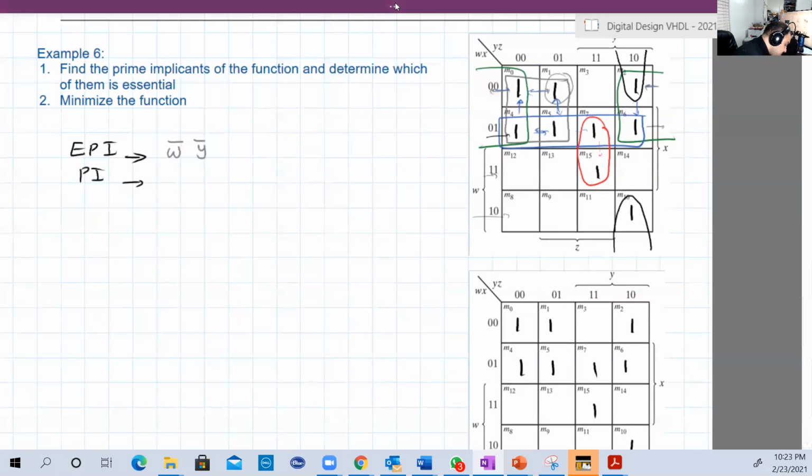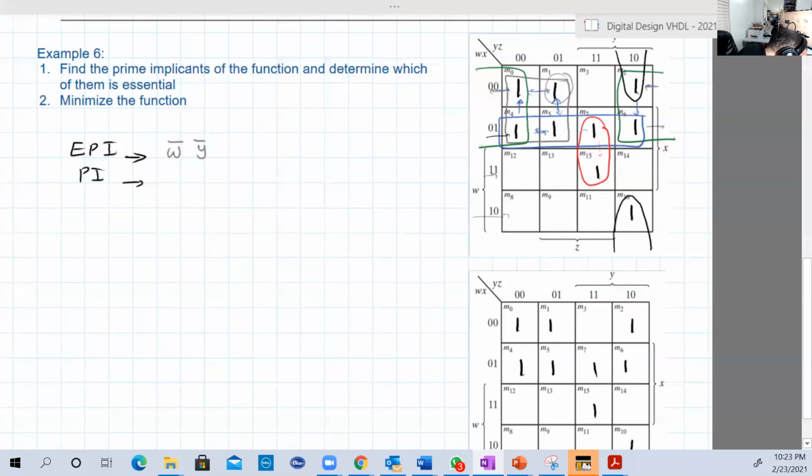Now the green. The green is not essential because all its ones belong to other groups, like gray, like blue, and also black. The green prime implicant is W bar, Z bar, because X is changing and Y is changing as well.